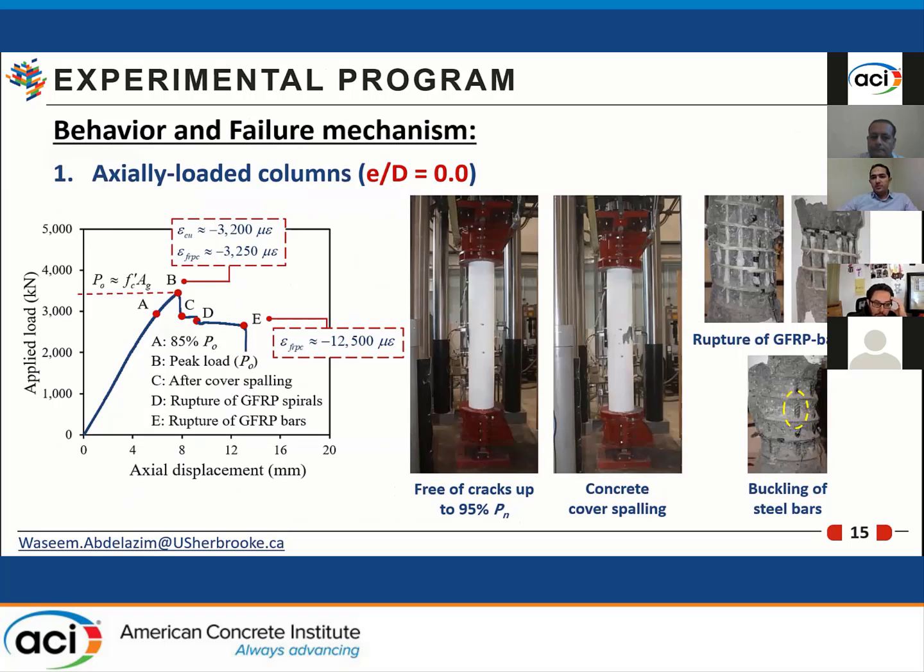Regarding the axially loaded column, the shown load axial displacement response shows that once the load was applied, the specimens behaved linearly up to around 85% of the column capacity. Then the nonlinear stage started and vertical cracks appeared near 95% of the axial capacity. Once the concrete cover is pulled out, the column capacity dropped within 15%. Meanwhile, the concrete core started to dilate and the spiral strain increased till spiral rupture occurred with or without bar rupture. Regarding the steel reinforced concrete column, the failure was dominated by buckling of steel bars.